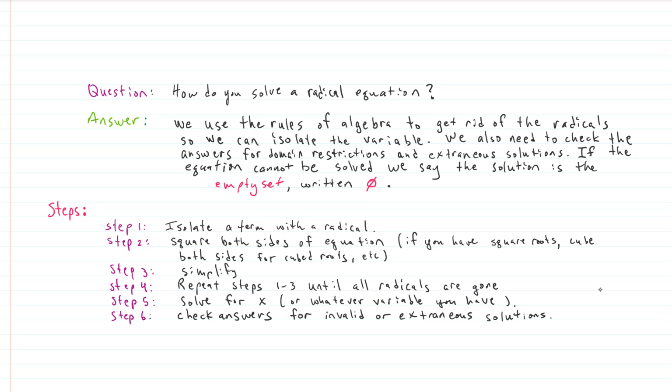Here's some steps to help you solve the radical equations. The first step is you need to isolate a term with a radical. You may have more than one radical in your equation, so you might have to repeat this process, but it's okay. Just pick one of the radicals, get it to one side of the equation, get everything else to the other side of the equation, and then you move on to step 2. Step 2 is you square both sides of the equation. That is if you're dealing with square roots. If you're dealing with cubed roots, you cube both sides of the equation and so forth. If you're dealing with fourth roots, you raise both sides of the equation to the fourth power and so on.